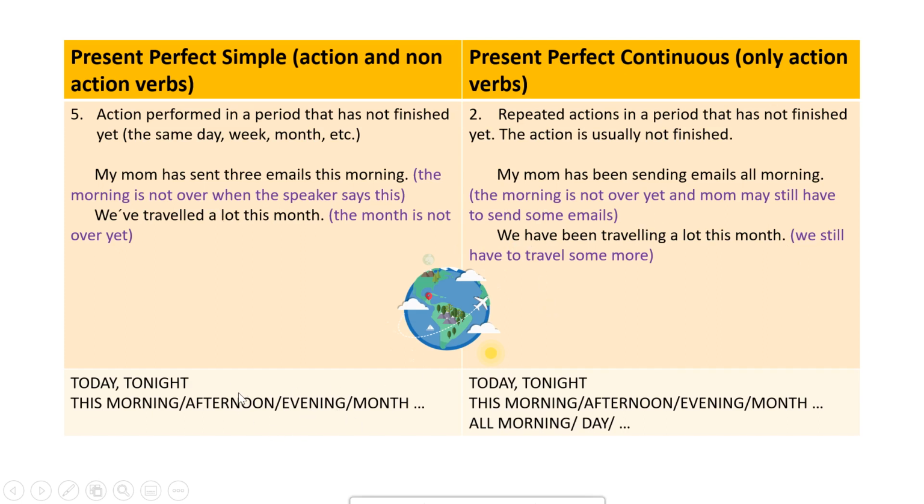Here we've got words, expressions that we usually use here. Yes, today, tonight, this morning, this afternoon, this evening, this month, and the same here, today, tonight, this morning, this afternoon, etc. And also all morning, all day, all afternoon, etc. Yes, here we also have this all.